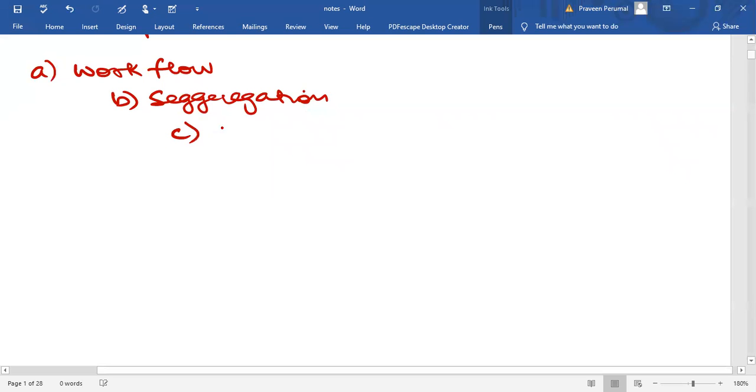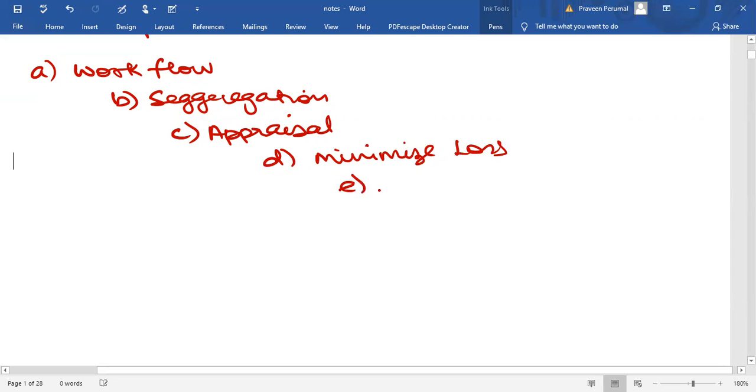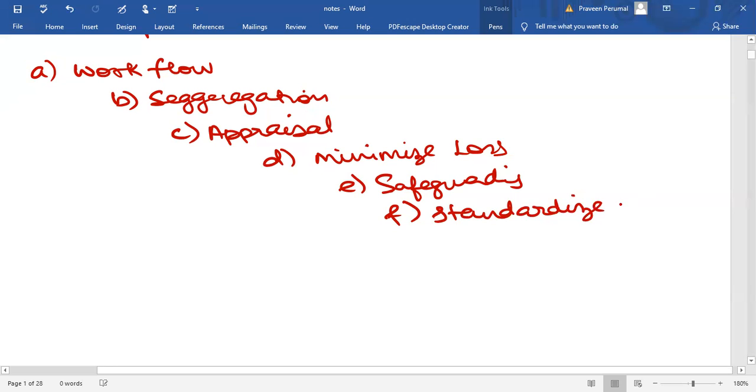Third, appraisal of the operations. Fourth, minimizing loss and wastage. Fifth, safeguarding of assets. Next, standardizing the records. Next, making the work simpler.